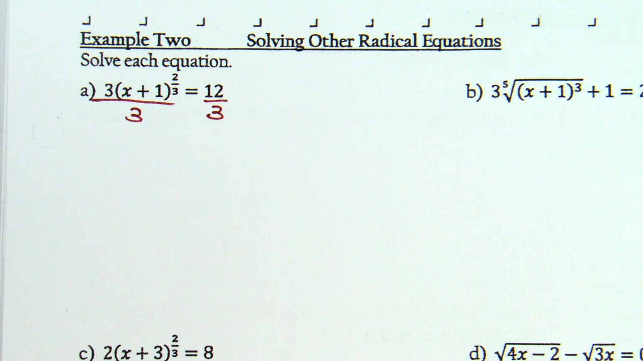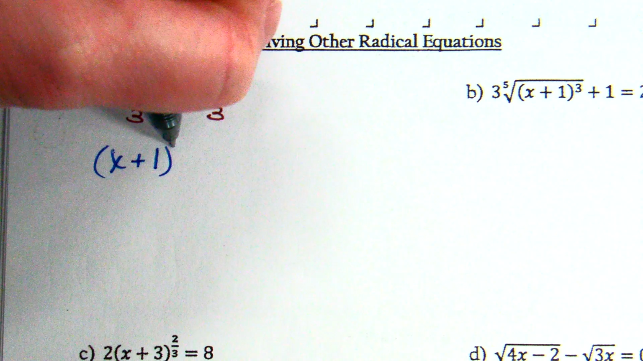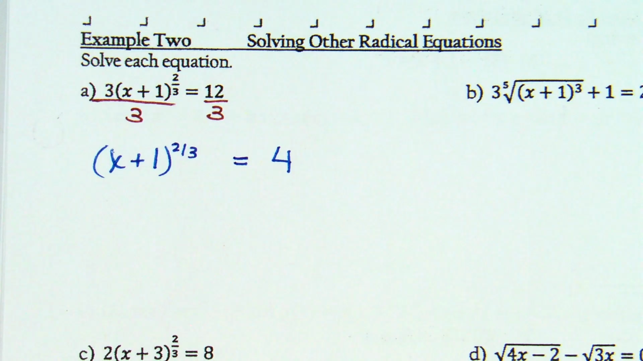On the left, x plus 1 to the 2/3 equals 12 divided by 3. Okay, there's 2 different ways we can go about this. And I'm going to show you both between a couple of different problems here. If you wanted to go the radical route, which I'm not going to, think about it here. How do you get rid of a cube root?